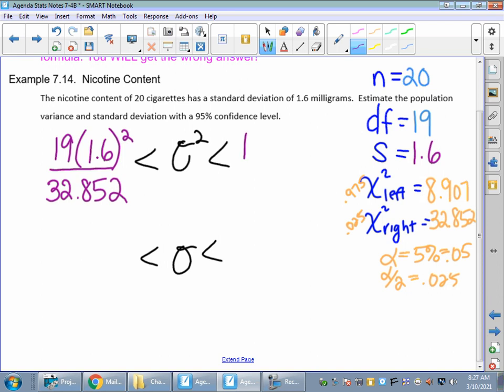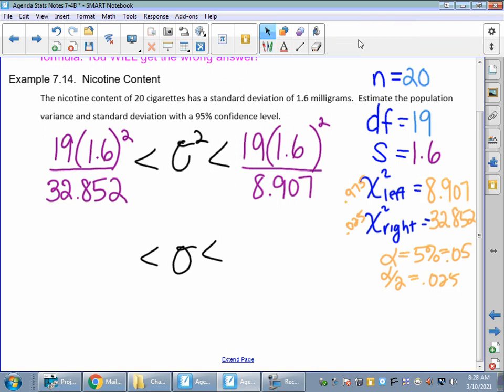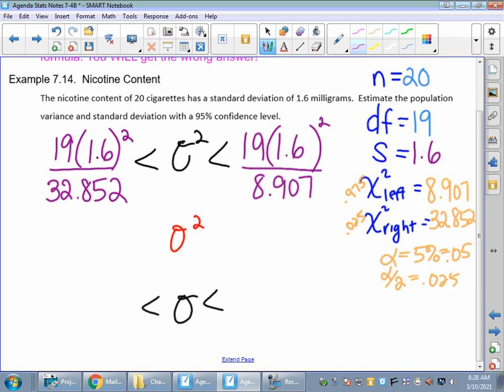So then on our other side of our interval, we do the same thing. We've got our degree of freedom times our variance, which is standard deviation squared, all over our chi-square left, 8.907. Your smaller chi-square value goes on the right. When you divide by a smaller number, you get a larger answer, which makes sense in an interval, right?